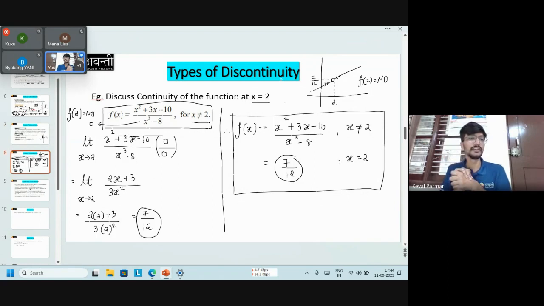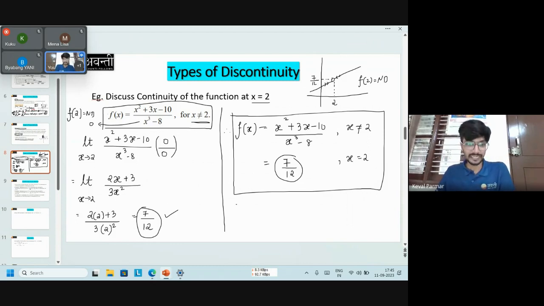Because continuity, what were the criteria? First, the functional value should be defined. Second, the limit should exist. And third, the limiting value should be equal to the functional value. So here the limiting value exists, but the functional value does not exist. So by redefining the function, we make the functional value exist. That is, at x equal to 2, I directly put the functional value as 7 upon 12.